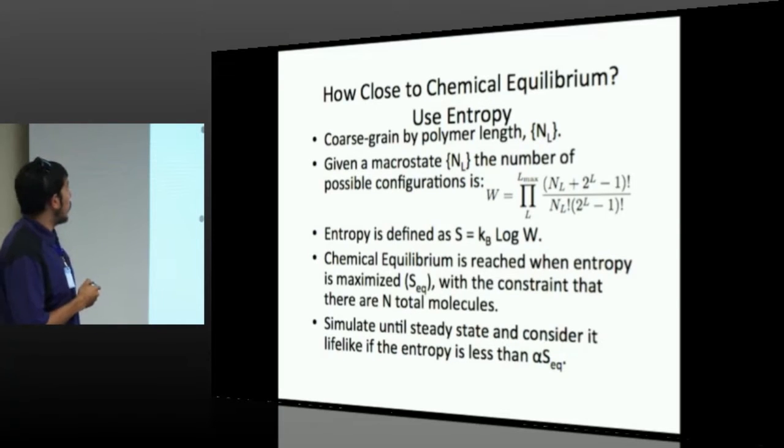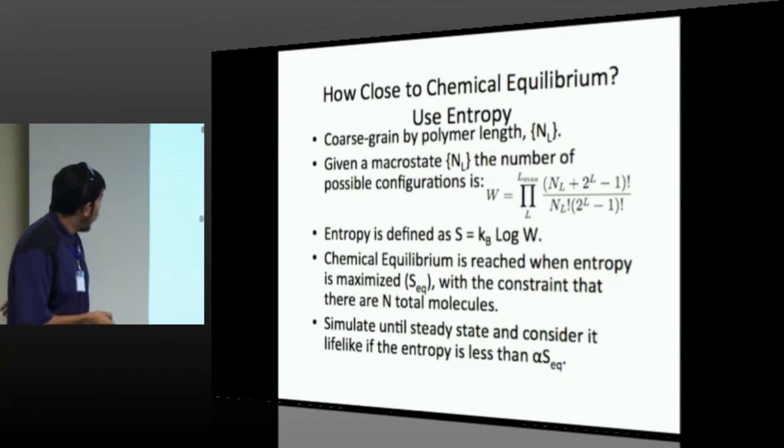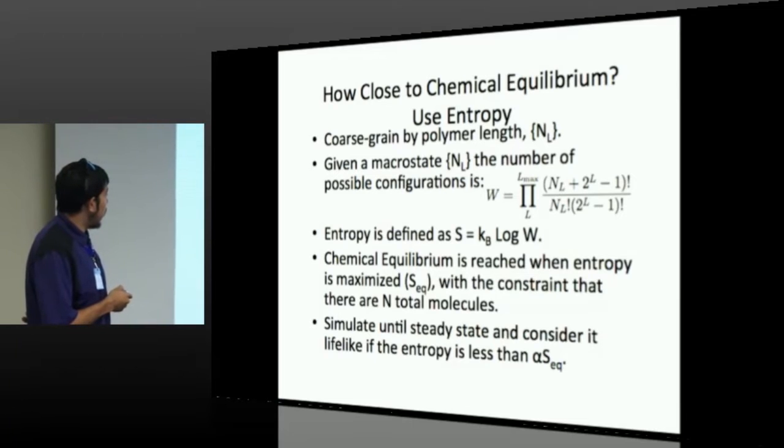We use entropy. So we coarse grain by polymer length. N_L is the number of polymers of length L, and we have a distribution of these for all the different lengths. Given the macrostate, the number of possible configurations is given as W, by this formula. And we say the entropy is defined as S, which is equal to k_B log W. And this is more of a thermodynamic entropy rather than information entropy.